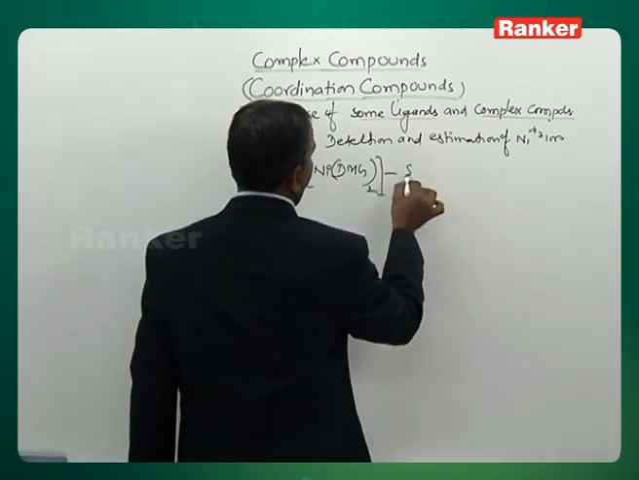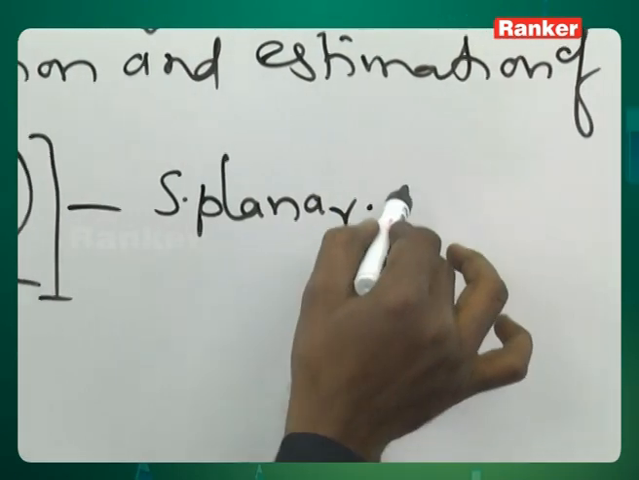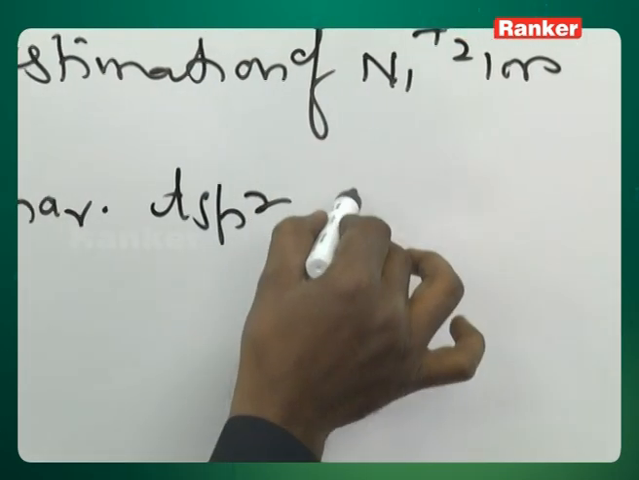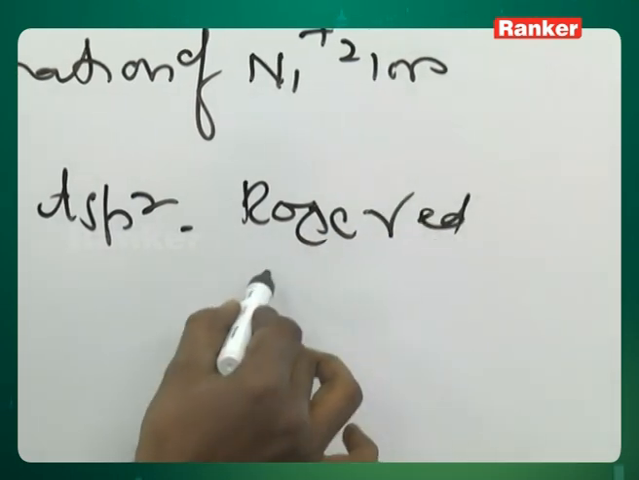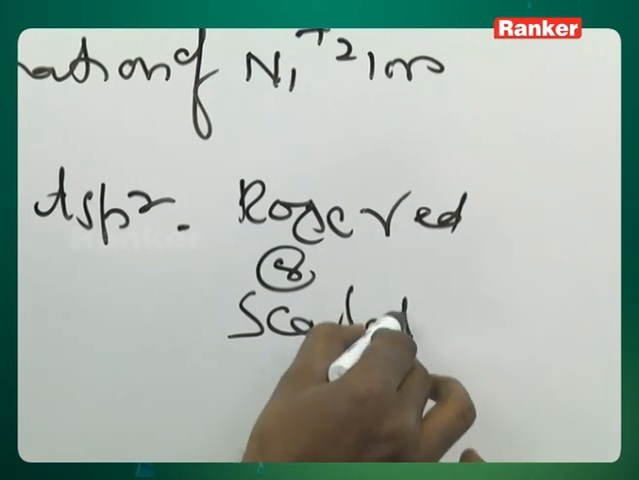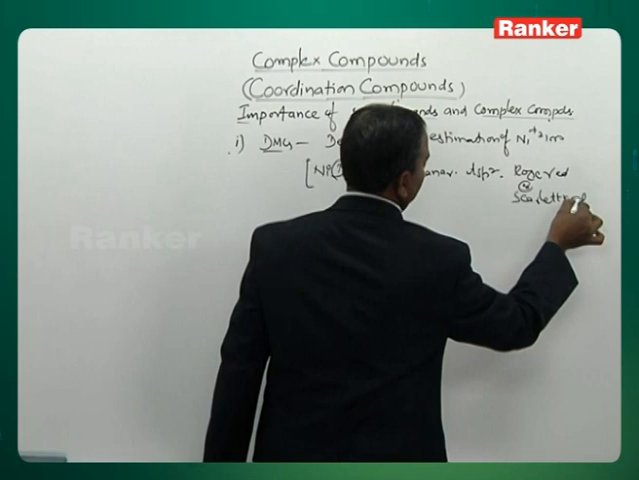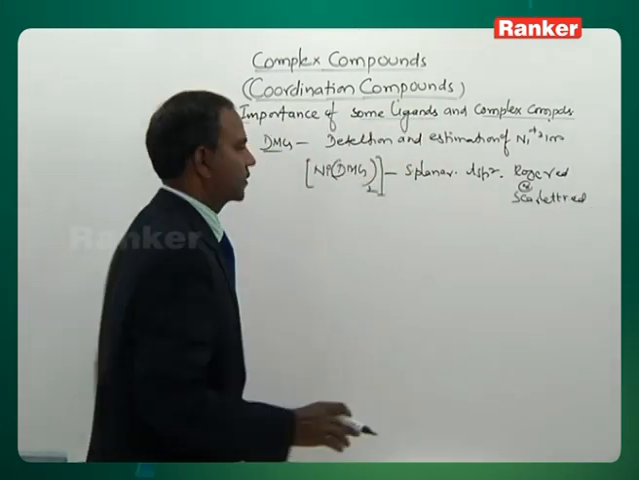It is actually square planar with dsp2 hybridization. It is rose red or scarlet red in color. Rose red or scarlet red in color. So this is the importance of DMG and the complex, nickel DMG complex.